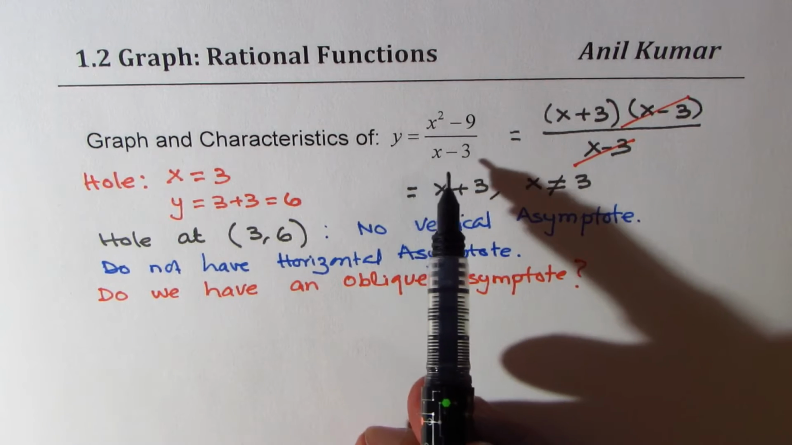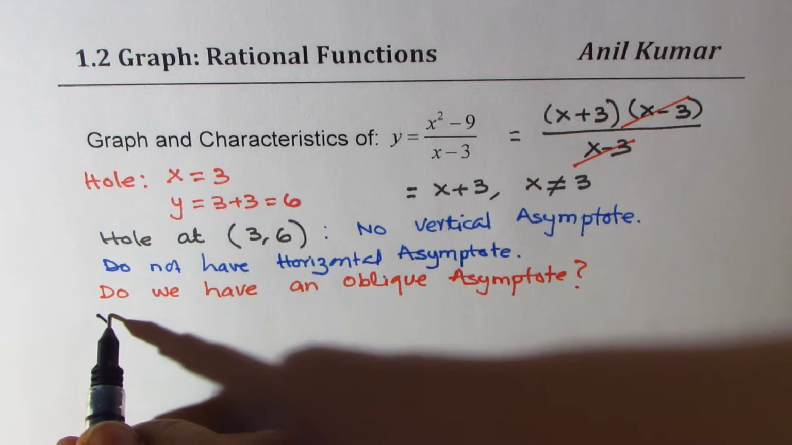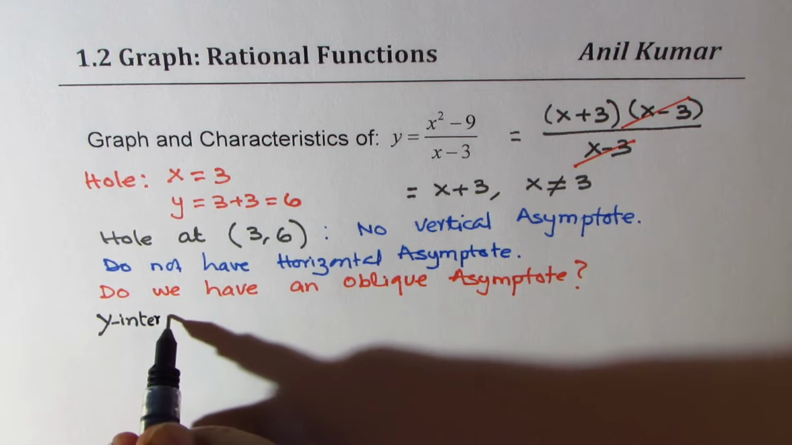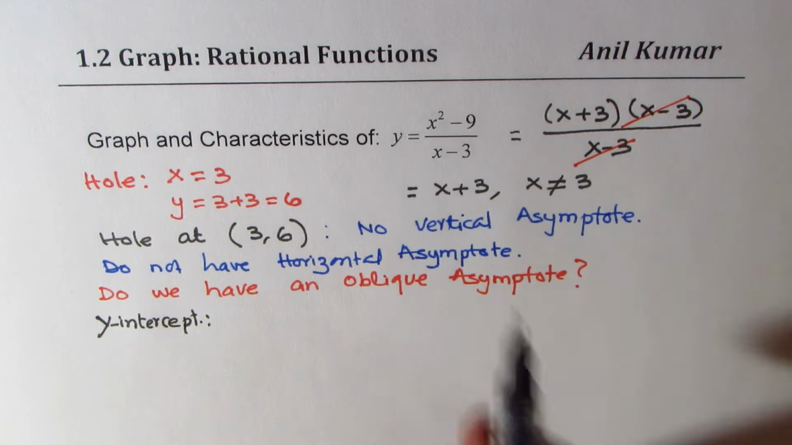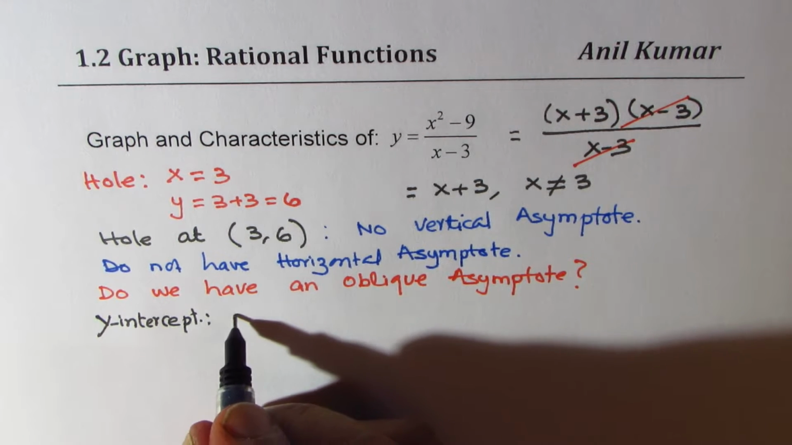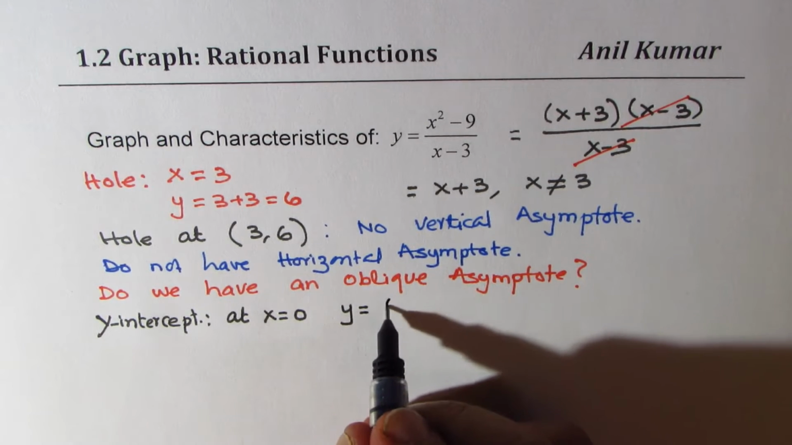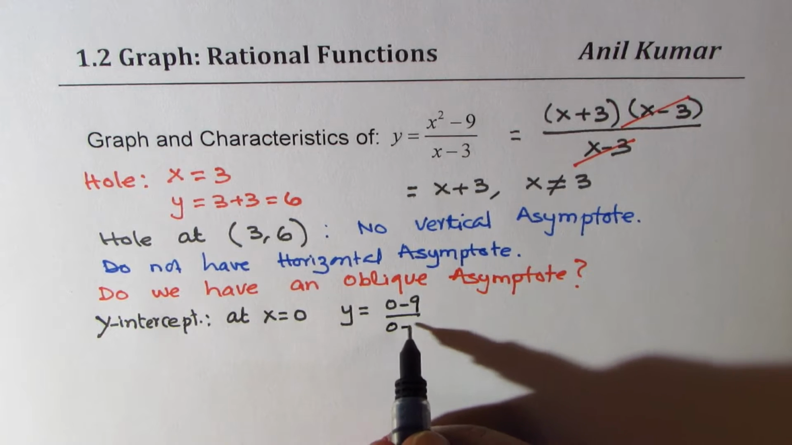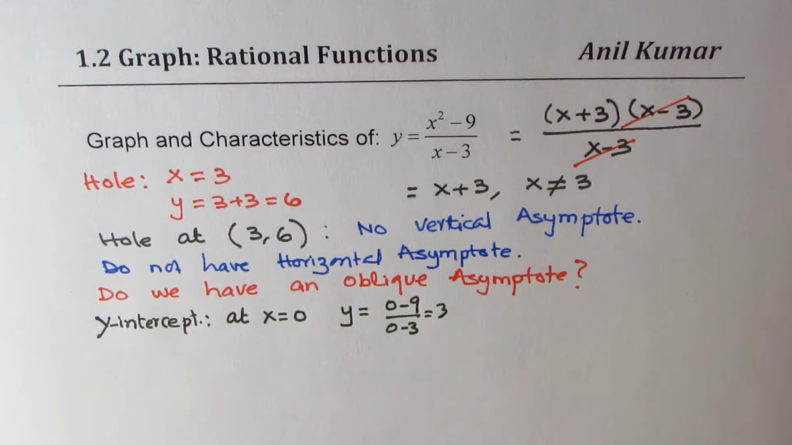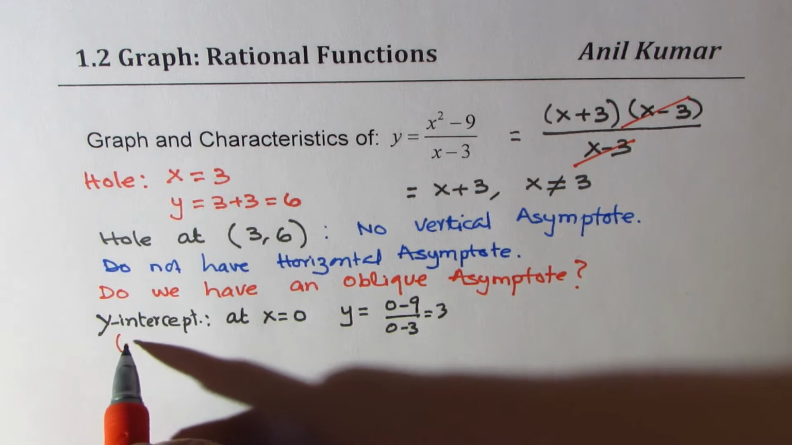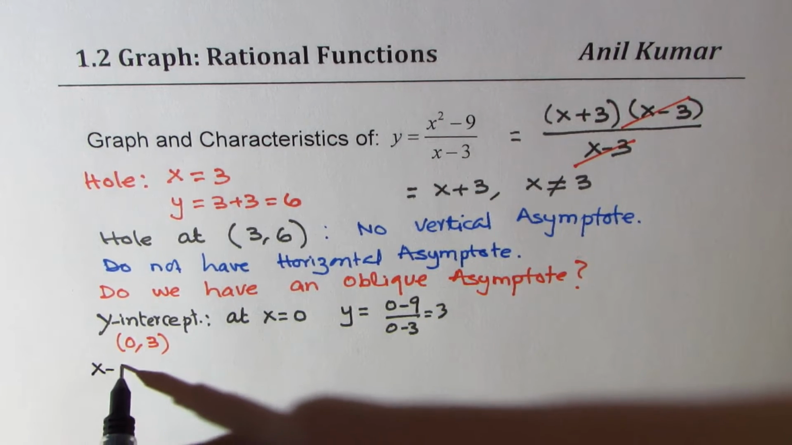Now let me find the x and y intercepts to sketch this particular graph. To find the y-intercept, let's take the y-intercept first. It is simple. What we have to do is substitute x equals 0, right? So at x equals 0, y is equal to 0 minus 9 over 0 minus 3. So that gives you 3. So we do have a y-intercept, and the location of the y-intercept is (0, 3).